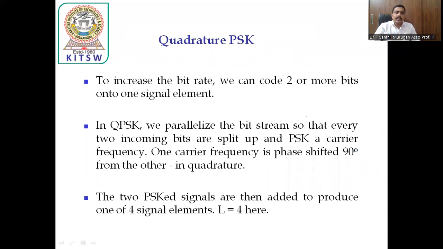So finally, quadrature phase shift keying, QPSK. What is quadrature? It is to increase the bit rate. What is our ultimate aim? We have to send more data for simple signals. So we can code 2 or more bits into one signal element; that is called quadrature. We parallelize the bit stream so that every 2 incoming bits are split up into an I and a Q PSK carrier frequency. One carrier frequency is phase shifted 90 degrees from the other, in quadrature.